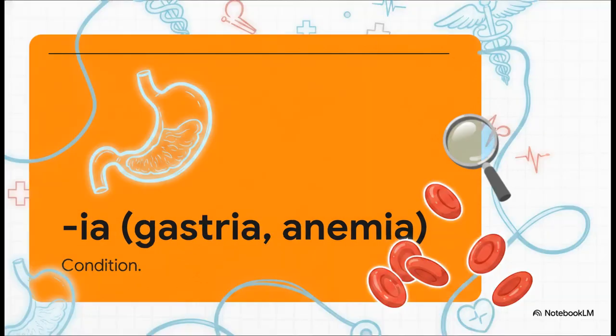Simple as that. Now, what if you just want to state that a condition exists without getting into all the specifics of pain or inflammation? Well, that's where ia comes in. Ia acts as a general noun ending that simply means condition. You can see it in gastria, referring to a stomach condition, or in anemia, which references a condition of the blood. It's a fundamental building block you'll see all the time.